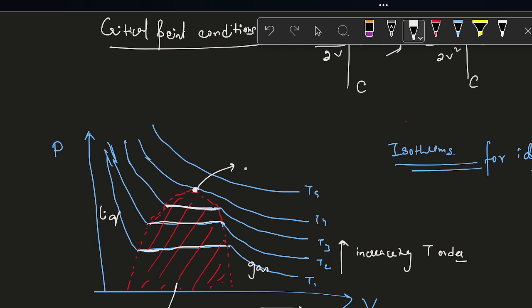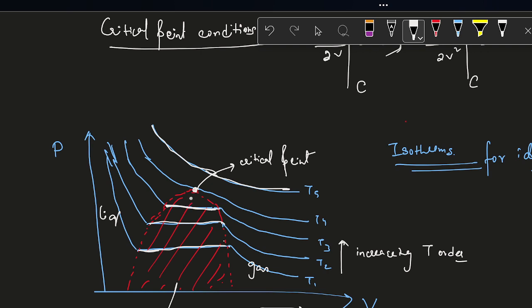So this is the critical point. If you mark this point, this is your critical point, because this is the boundary line. Below this, at all temperatures, you can see there is an equilibrium regime existing between the liquid and gas phase. But when you are crossing this point, you see there is absolutely no such equilibrium regime. It is basically a simple rectangular hyperbola kind of isotherm behavior of P versus V, right?